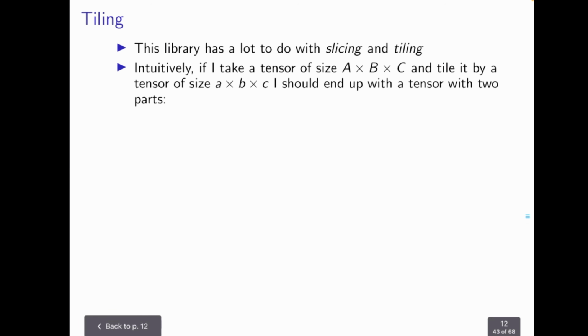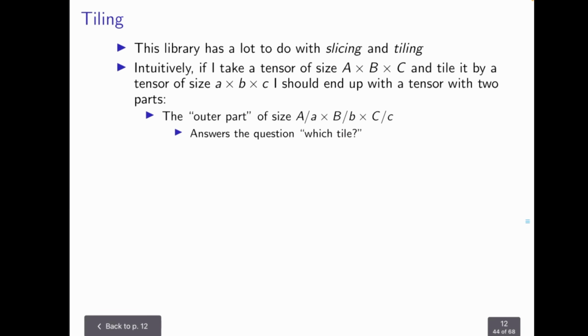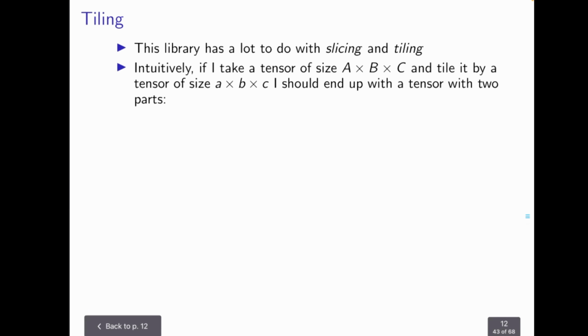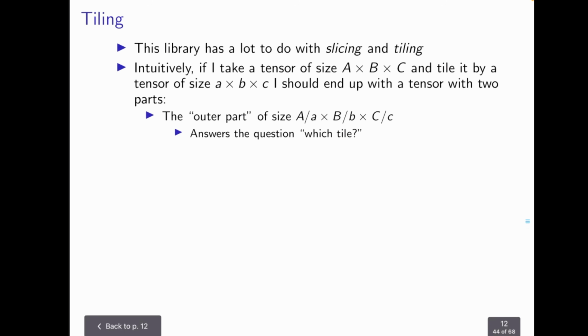We were looking at this before, but I want to make it more concrete. Let's say we have a big tensor of size a by b by c, and I want to tile it by a smaller tensor of size little a by little b by little c. I should end up logically with a tensor with 2 parts in the output. There should be an outer part which answers the question, which tile are we looking at? That should be of size a over little a times b over little b times c over little c.